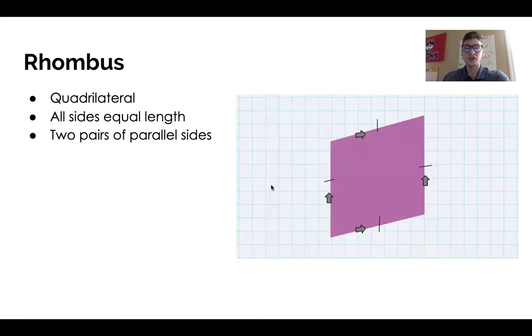The next quadrilateral is a rhombus, okay? A rhombus has all sides that are equal lengths. So that's why you have a line on each side of this quadrilateral, and there's only one line. It indicates that all 4 sides are equivalent, okay? And you also in a rhombus have 2 pairs of parallel sides. So again, the arrows on opposite sides indicate to me that they are parallel.